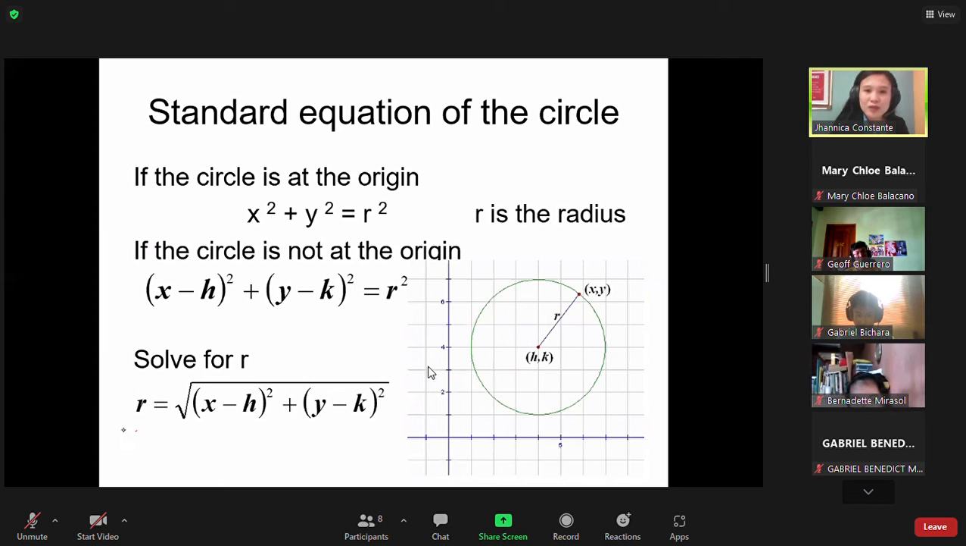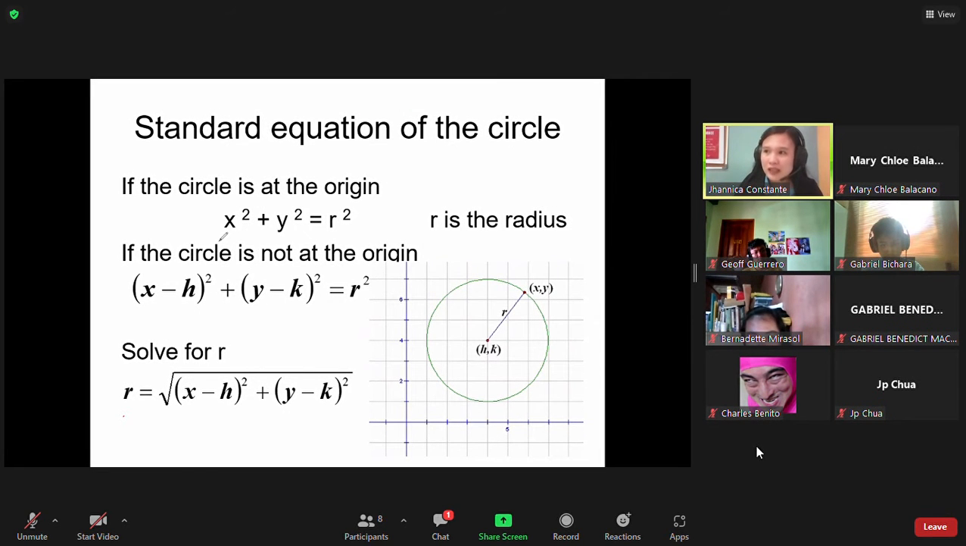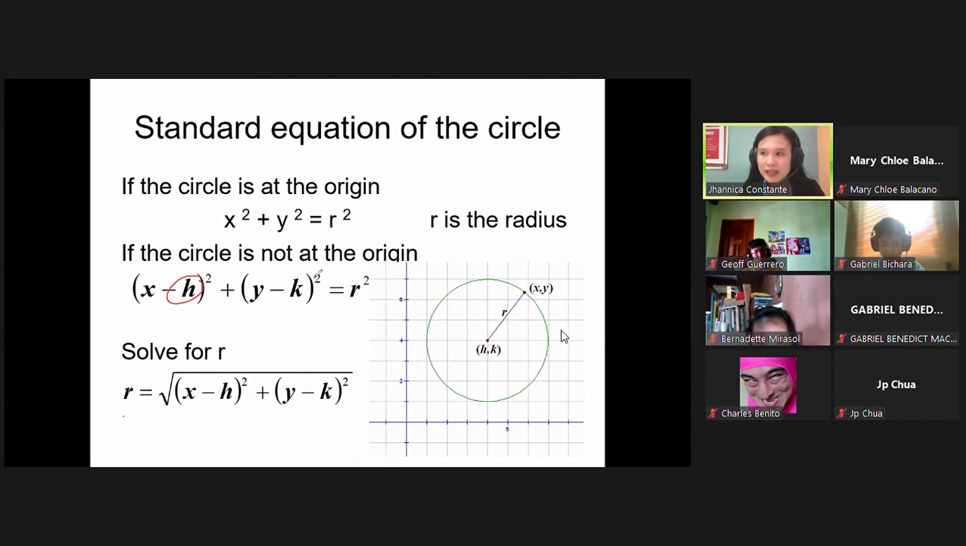The equation of a circle. When we are looking for the center, when the equation of the circle is already written in standard form, you just get the value for h and k. If the question in your exam is asking for the center of a circle, get the opposite sign of the value for your h and k.